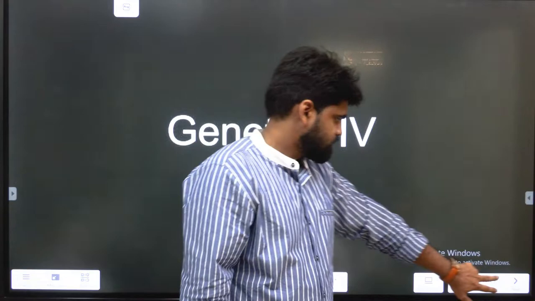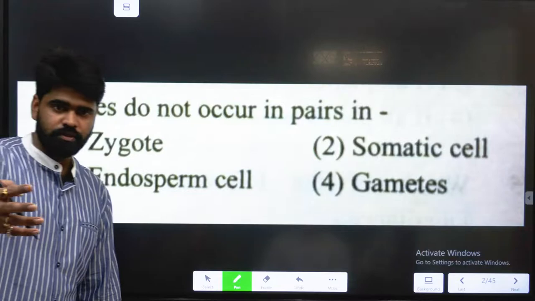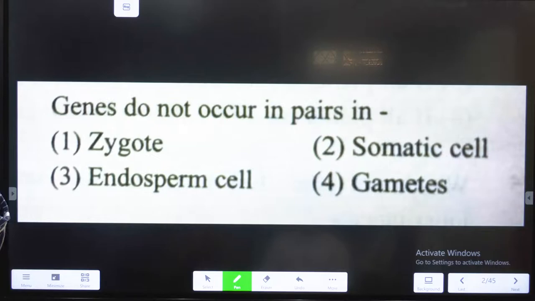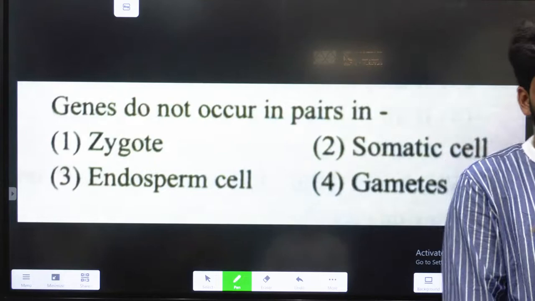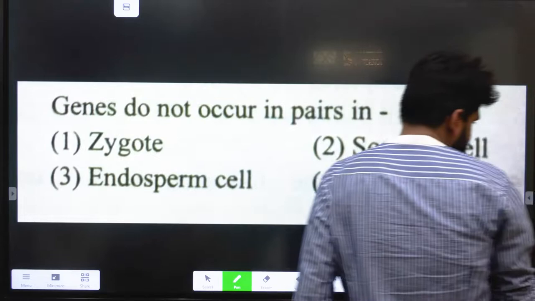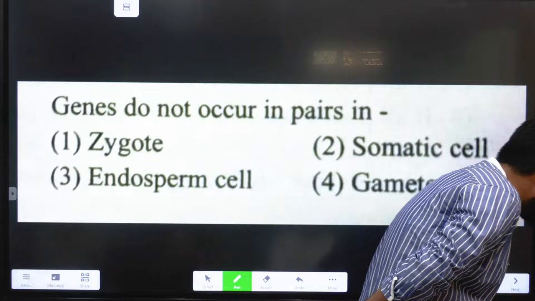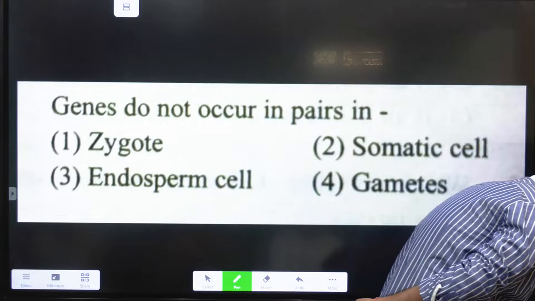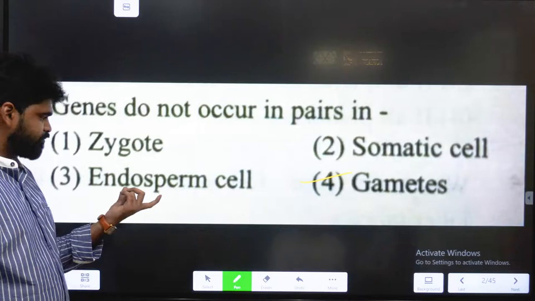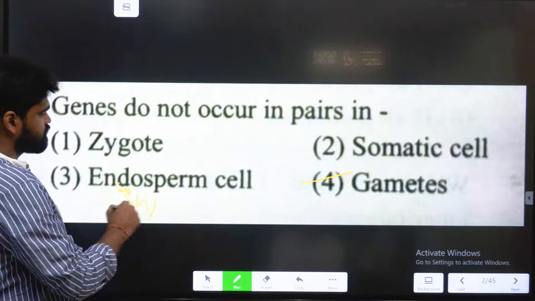This question, try to do, right? If you're not getting it. Online batch. Genes do not occur in pairs in zygote, somatic cell, endosperm cell, or gametes. Okay. Online batch. Hey Baba, you are sleeping or what? Only one person is replying. What about Anjana, Mavika, Devrat, Gayatri, Manal, then Sanmukha? Pakka, what is the ploidy of this? This one? This one?